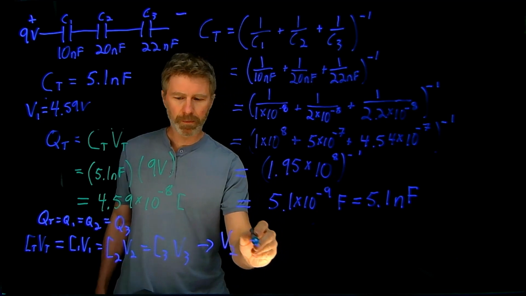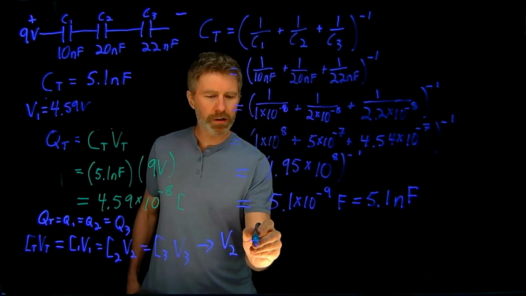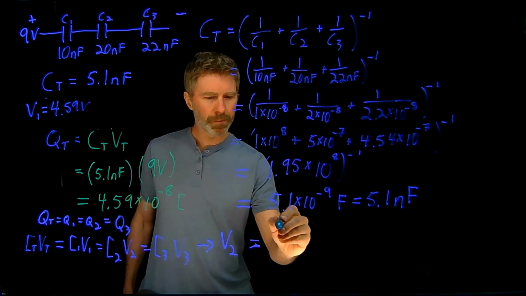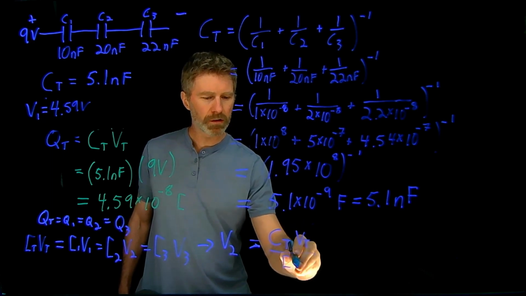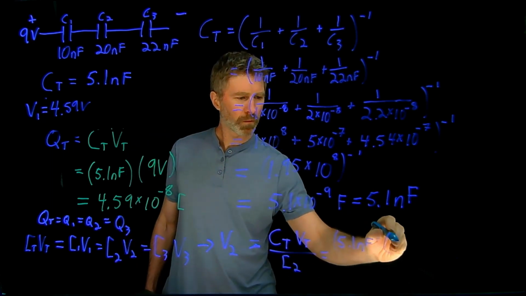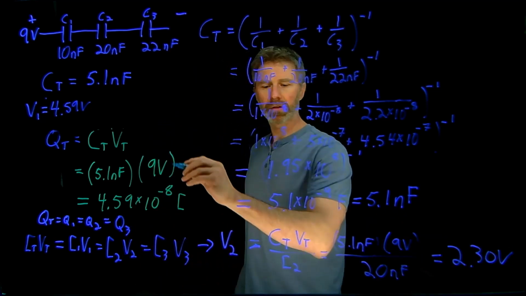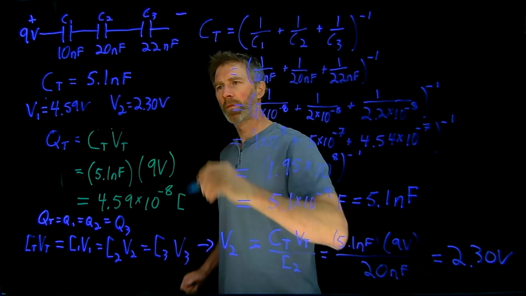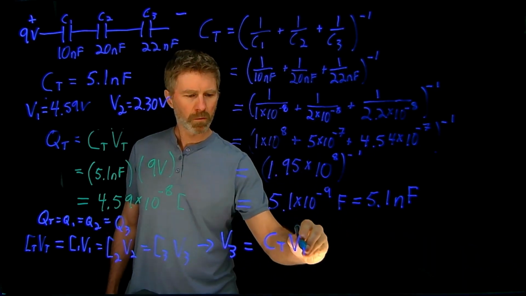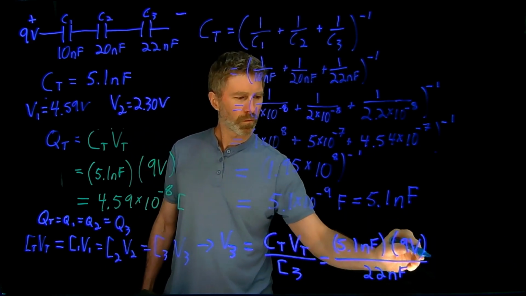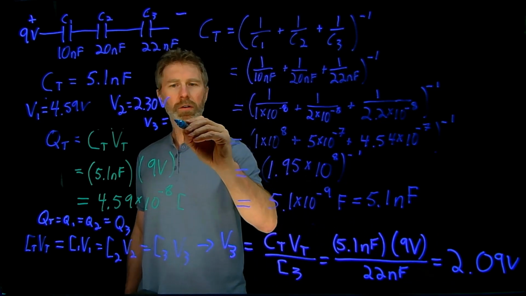So V2, that's going to be CT VT equals C2 V2. So rearranging that equation in terms of V2 gives me total capacitance times total voltage over C2. That's 2.30 volts. And I'll do the same thing for V3. So we've got V3 is 2.09 volts.